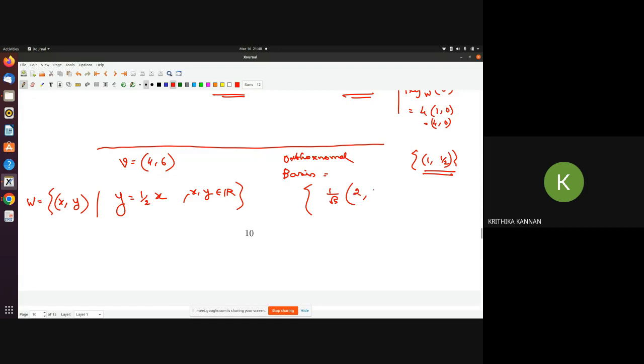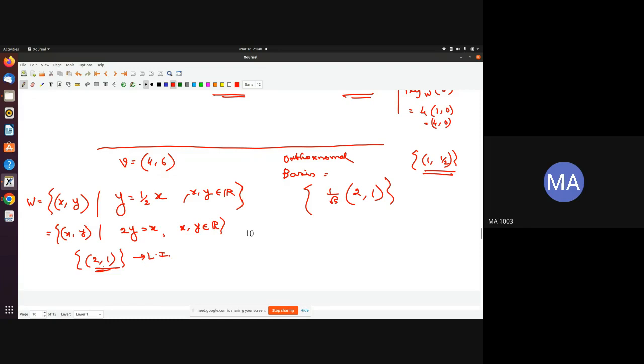Is it clear now why this one is that? Basically, we are building it from the condition. Let me write it: 2y equal to x. So take y equal to 1, so x equal to 2. This is a singleton set, so this is linearly independent, right? And this is inside W. So this is a basis of W, any basis. At least this part is clear.